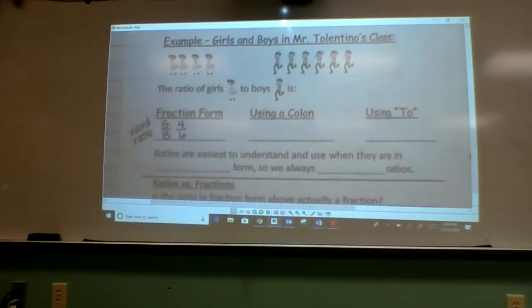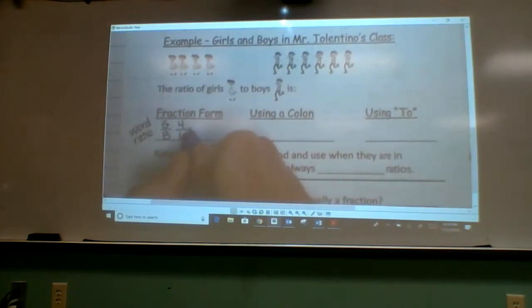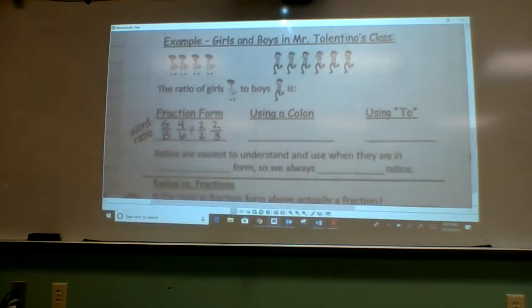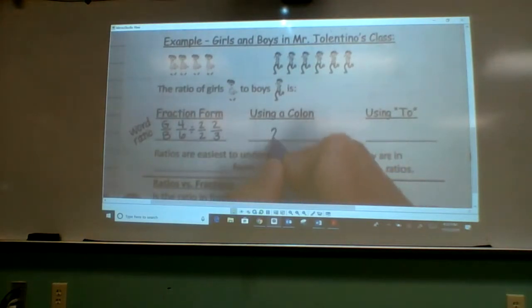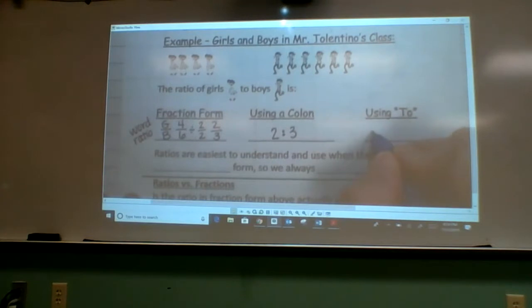And just like a fraction, we can simplify ratios. So we can simplify this by 2, and our ratio is 2 to 3 in fraction form. Using a colon, we would have 2:3, and using the word to, we would have 2 to 3.